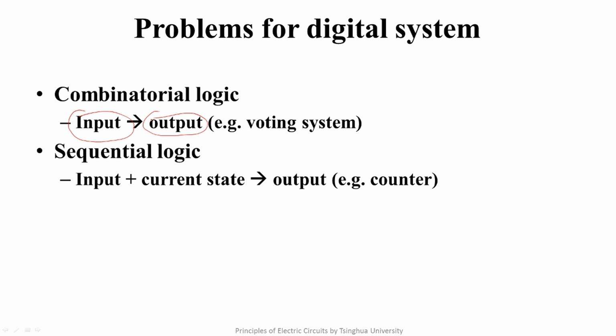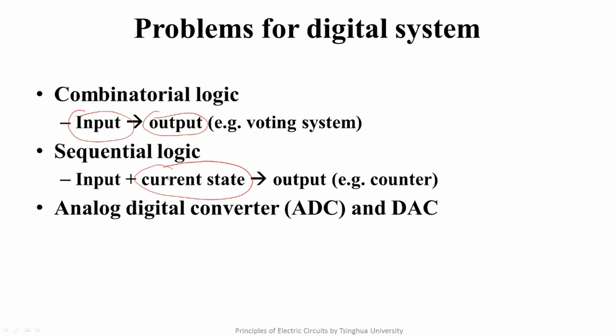The second one is the sequential logic, which means its output is based on the input and its current state. The counter is the typical sequential logic. It should store its current value and the input. Then it calculates the output by adding them together. So it's a sequential logic.